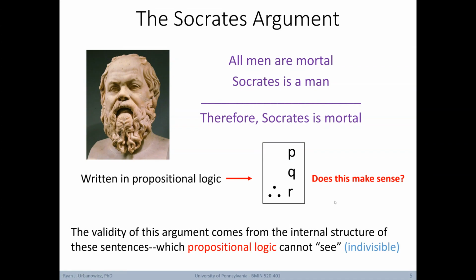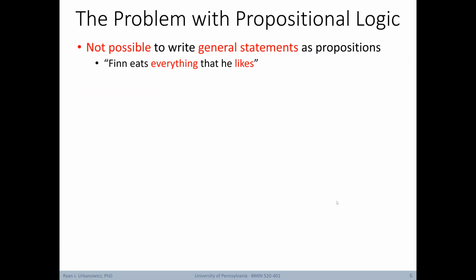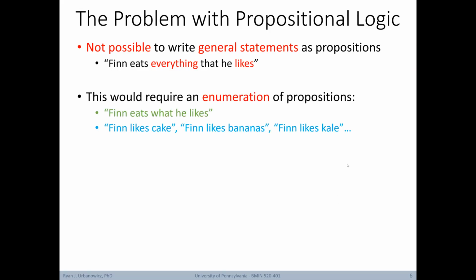Well, the validity of Socrates' argument comes from the internal structure of the individual sentences, which propositional logic can't see. This highlights a basic problem with propositional logic, and that is, it's not possible to write general statements as propositions. For example, a sentence like, Finn eats everything that he likes. To explain this in propositional logic, it would require us to enumerate all propositions. For example, in addition to Finn eats what he likes, we'd also have to include the foods that he likes, such as Finn likes cakes, Finn likes bananas, and Finn likes kale.